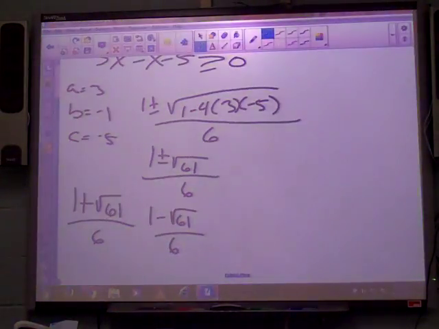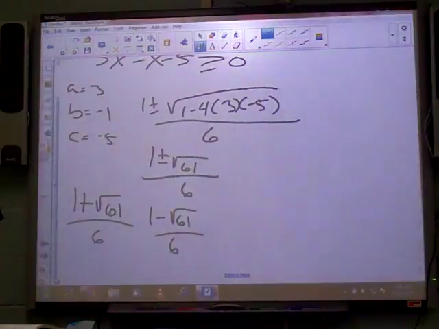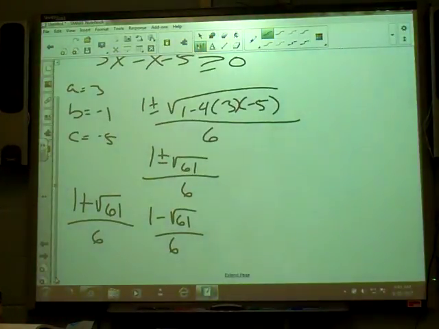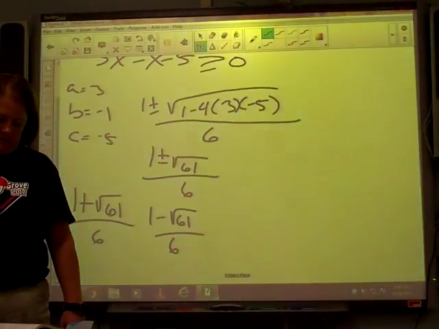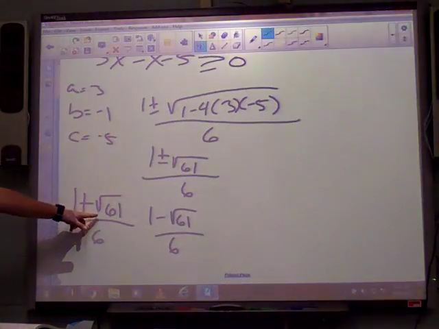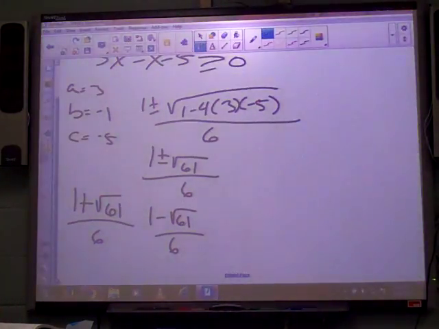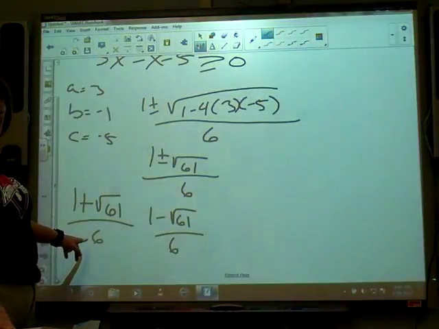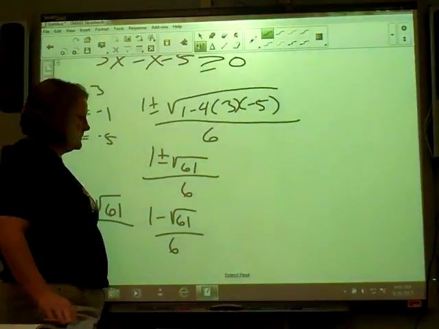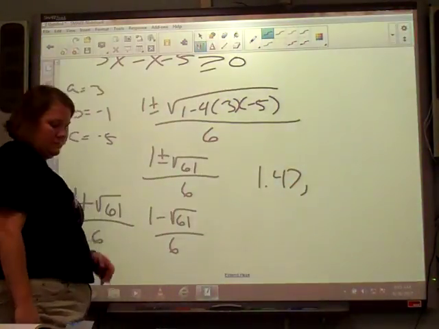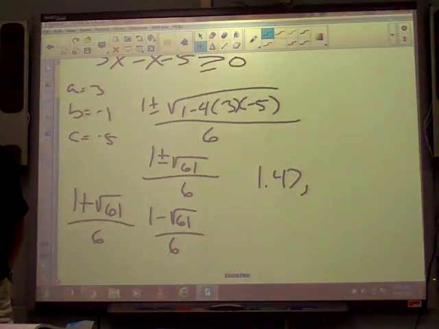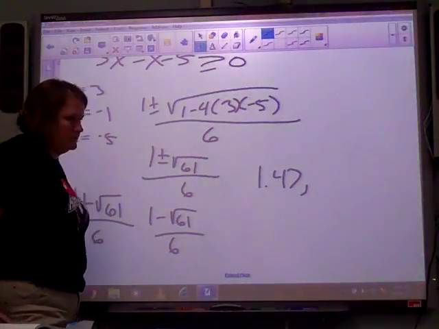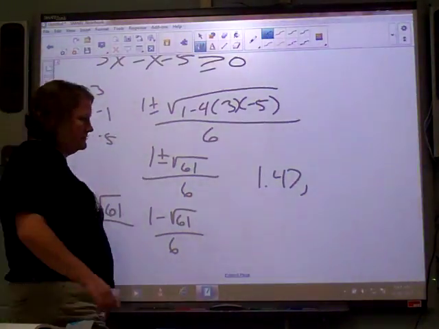Now this is a time when it's actually okay to get a decimal on some of this. What is the square root of 61? About 7.81. So do 1 plus that, which is 8.81 for the 1 plus the square root. Then divide that by 6 and you get 1.47. And then 1 minus 7.81, divide that by 6, you get negative 1.14.